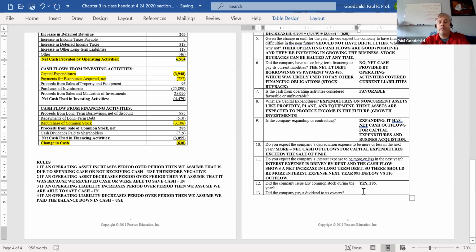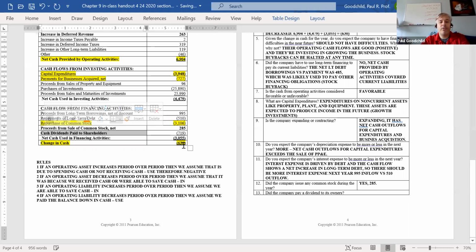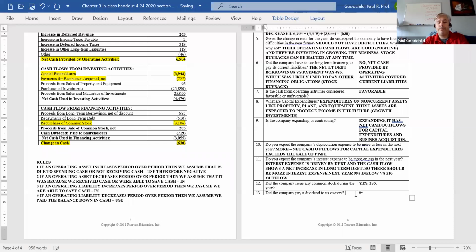285. Did the company pay a dividend to its owners? And we find that cash dividends paid to shareholders, 719. And so yes, 719. Any questions on any of the parts of number 16?